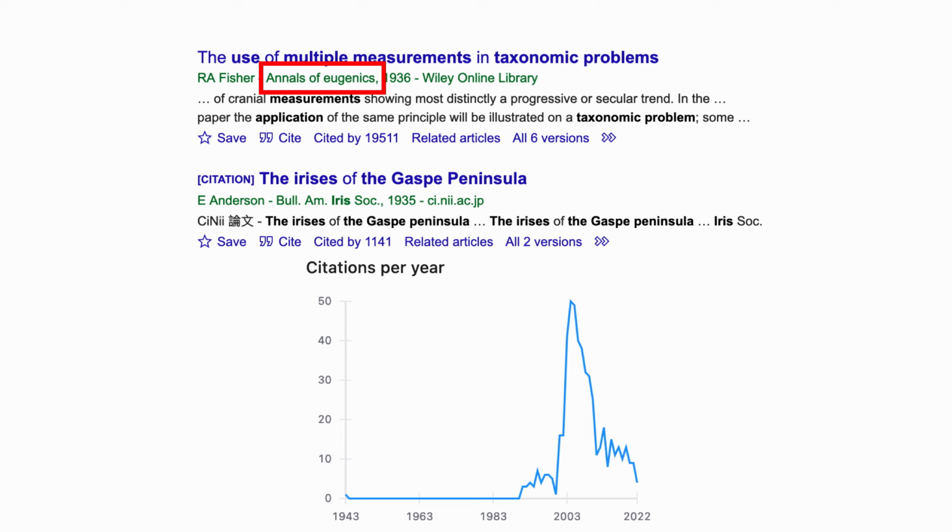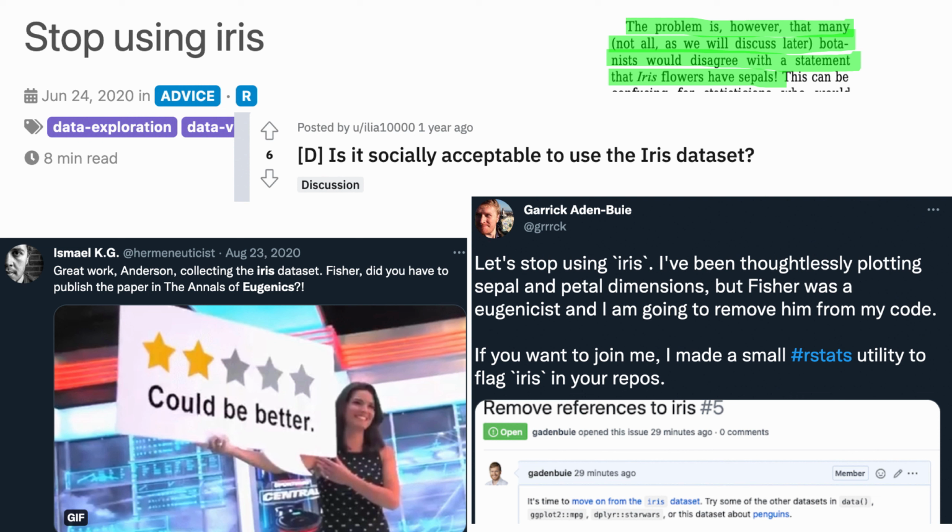And so unfortunately, the flower dataset that has, again, nothing to do with eugenics has had this bad reputation placed on it because of where the dataset comes from and where you would have to cite the dataset coming from if you want to use it in a paper. This is just a couple examples of screenshots I have seen because a lot of people, not only do they not use the dataset, but they have been very vocal about telling other people, hey, I have stopped using this dataset, you should stop using the dataset as well. And so I've seen on statistics Twitter a lot of people saying, don't use that dataset anymore because of its association with eugenics. On Reddit, someone asked, is it socially acceptable to use the iris dataset?